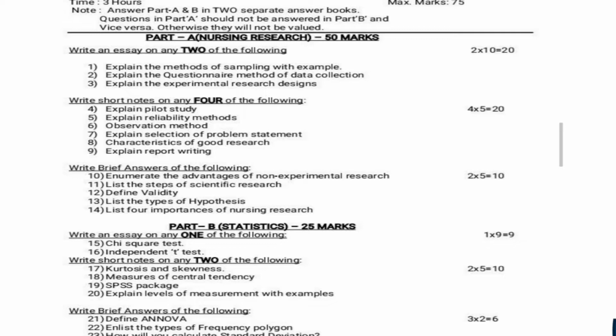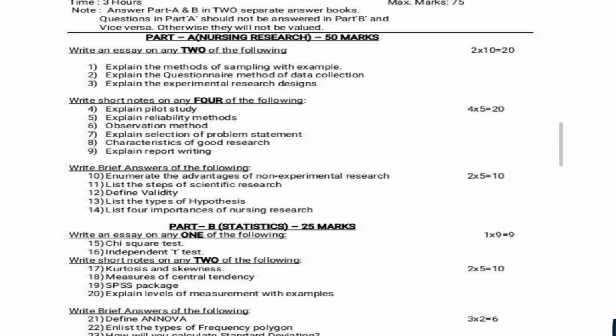Short notes. Fourth question, explain pilot study. Fifth question, explain reliability methods. Sixth question, observation method. Seventh question, explain selection of problem statement, characteristics of good research, explain report writing. Next, brief answers: enumerate the advantages of non-experimental research. 11th question, list the steps of scientific research. 12th question, define validity. 13th question, list the types of hypothesis. 14th question, list 4 importance of nursing research.